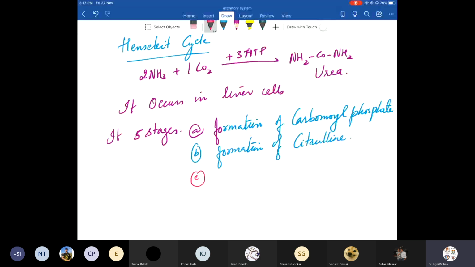Can you all see the screen? Formation of arginosuccinic acid. Can you all see the screen? T.